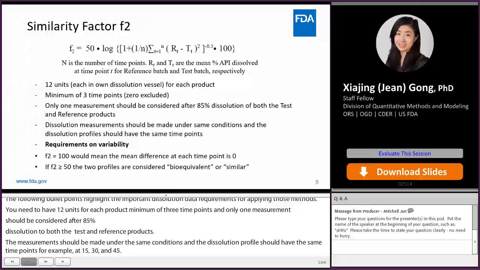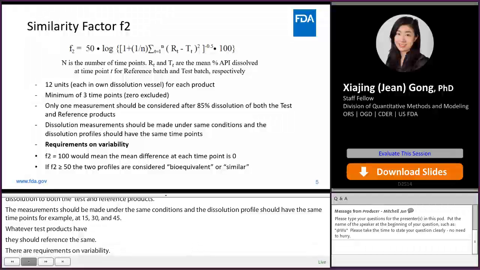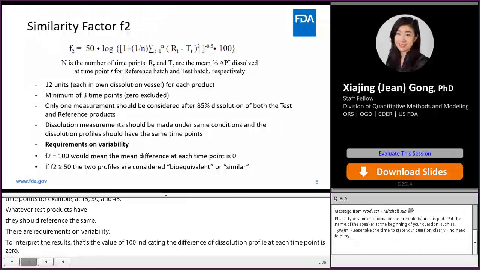To interpret the result, F2 value of 100 indicates the mean difference of dissolution profile at each time point is 0. When the F2 for the mean test and reference profiles is greater than or equal to 50, the two profiles are considered bioequivalent or similar.